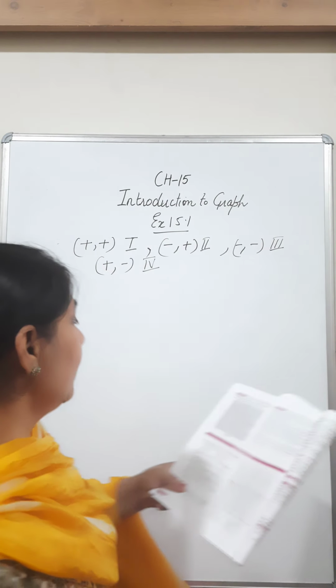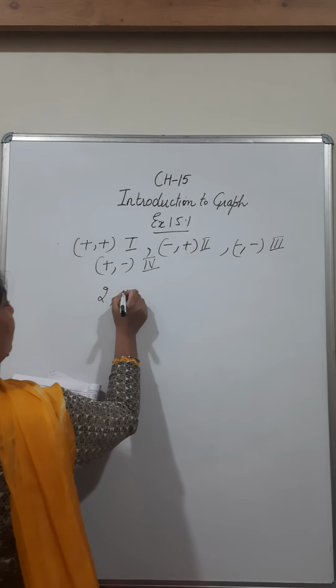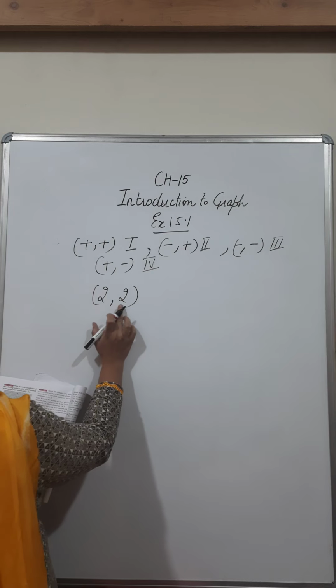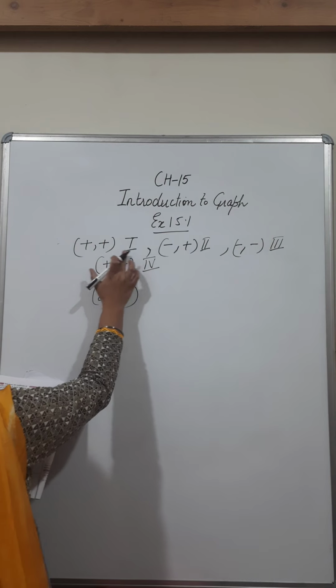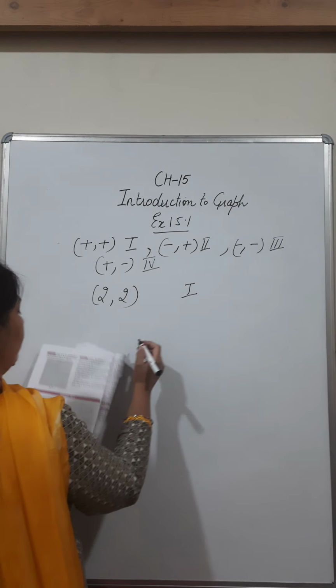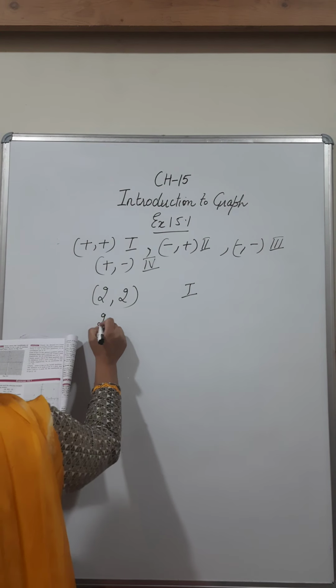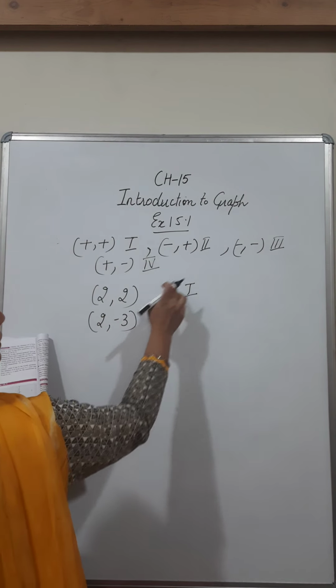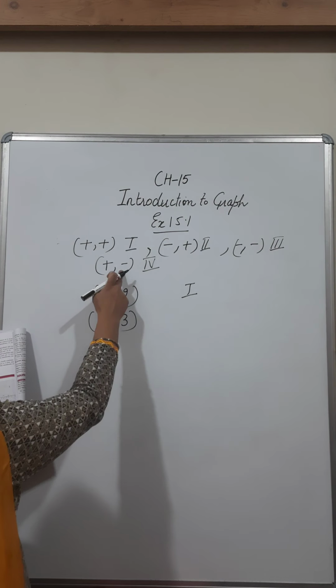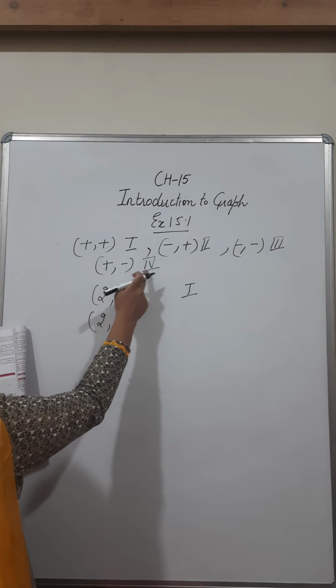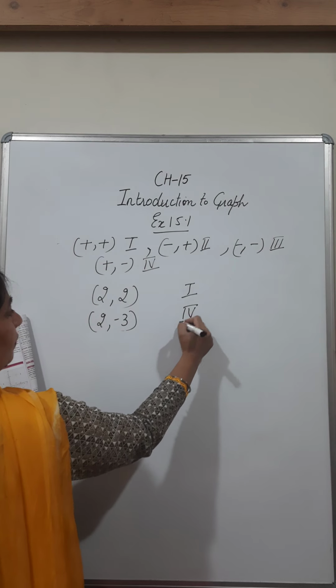First point, for example 2 comma 2. What do you see? 2 and 2 both are positive. Positive means the first quadrant. Similarly, if it is 2 comma minus 3, then you can see the first value is positive, the second is negative. So positive, negative, they lie in the fourth quadrant.